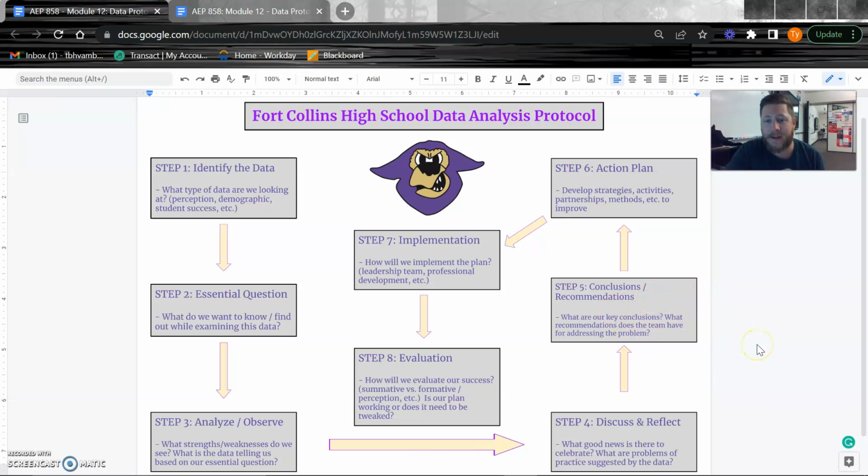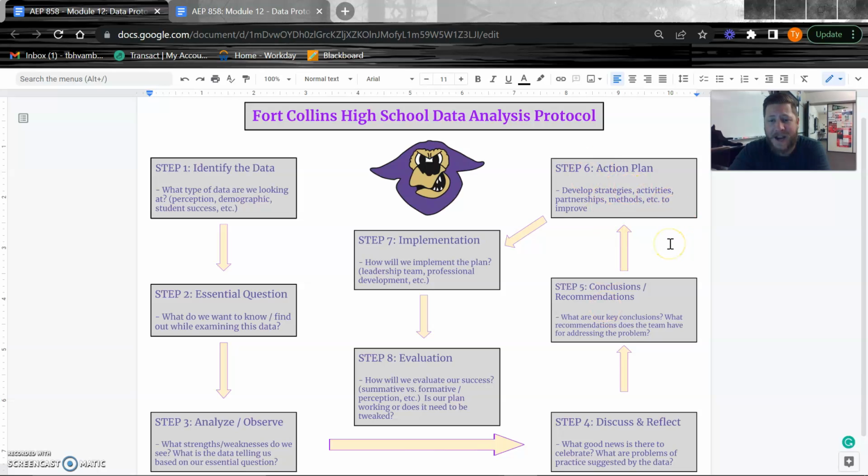Step five is conclusions and recommendations. So what are our key conclusions? What recommendations does the team have for addressing the problem or solving the essential question based off of what it is? This problem can change to a variety of different things depending on what our goal is, what our essential question is. But you're just picking out key conclusions, things that you noticed.